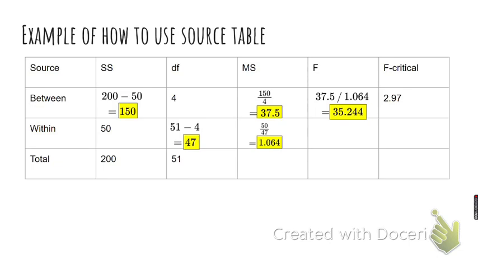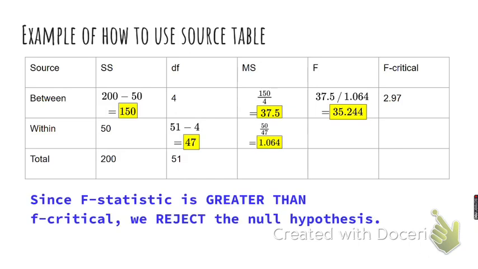And then again, for the conclusion, we've got to figure out, do I reject or fail to reject? Since the F statistic is 35, and the F critical is 2.97, we know that we will reject the null hypothesis because the F statistic is greater than F critical. And again, just like the last one, we would technically need to run the post hoc analysis with the number of piecewise comparisons and Bonferroni correction. But that math's not too hard, so y'all can handle that.